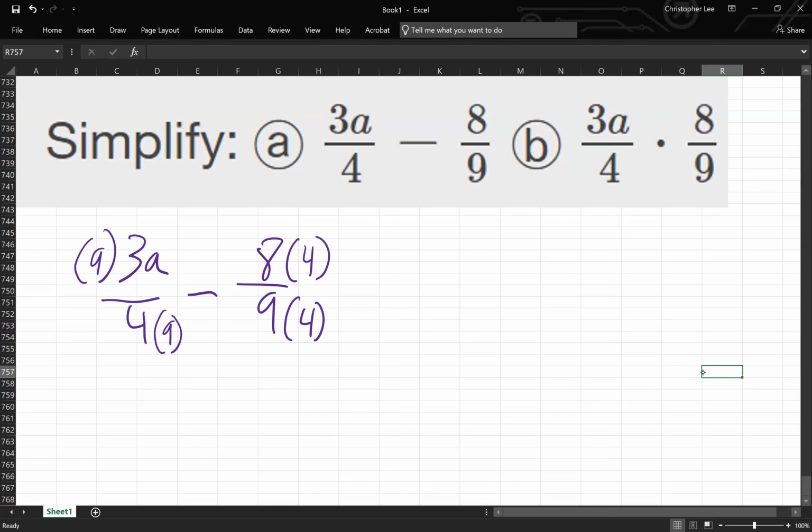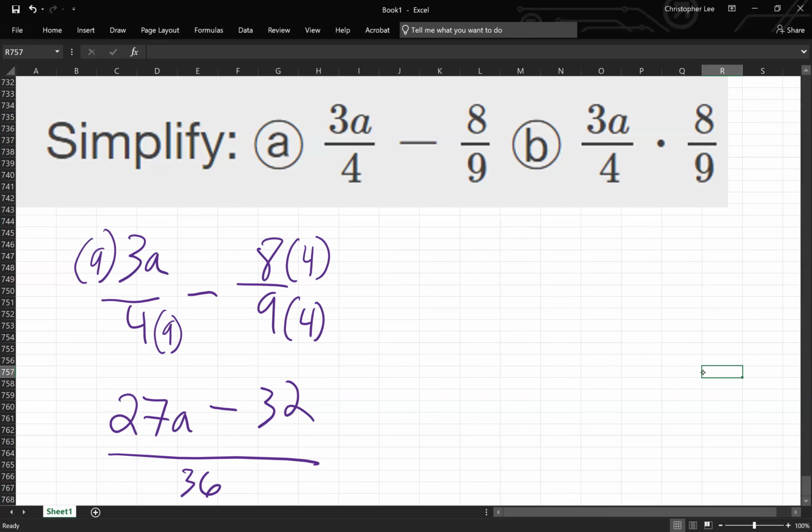Little math, 9 times 3, this is 27a minus 8 times 4, which is what? 16, that's 32. All over 9 times 4, what's that? 36. All right. Now, because of the variable, I can't combine like terms, so that's why I'm just leaving it like this. Go ahead.